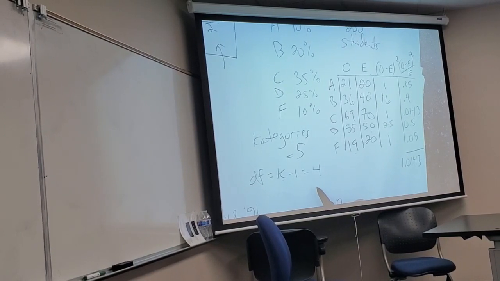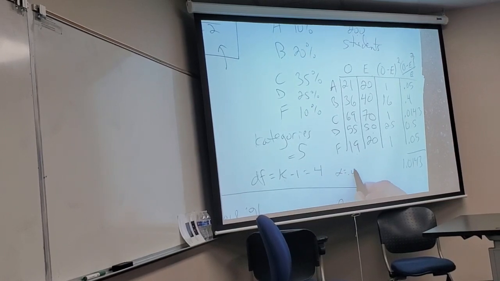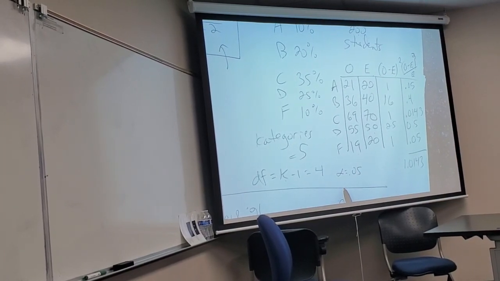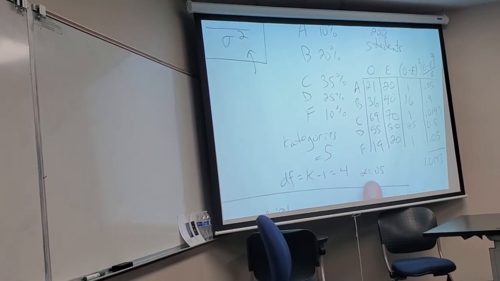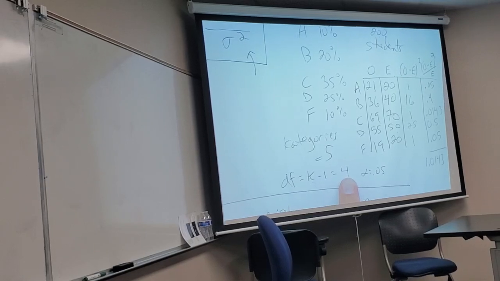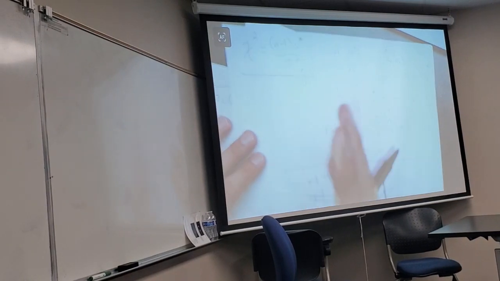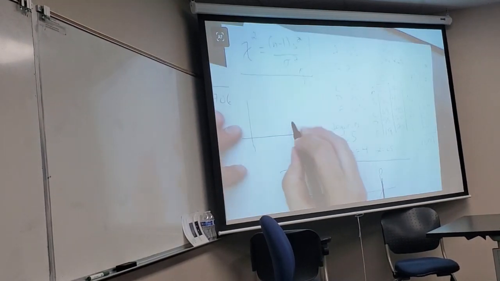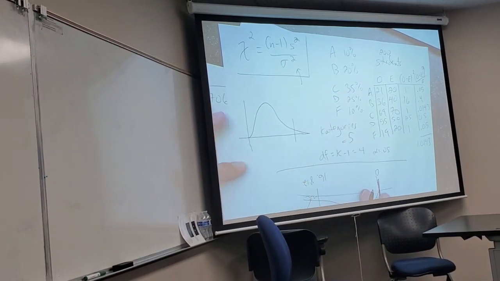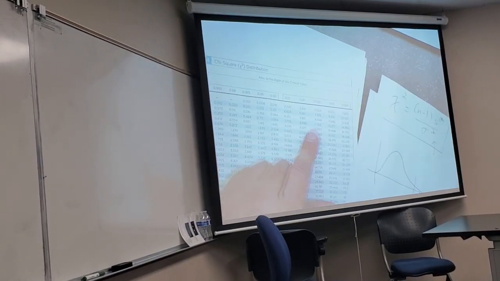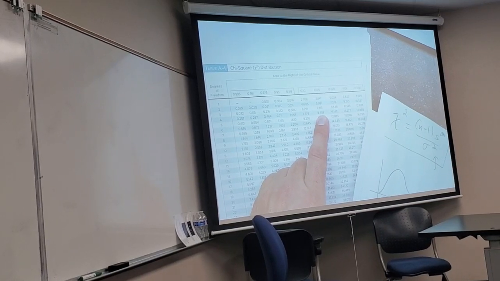I didn't say what alpha was. What do you think we have to assume it is? 0.05. I love it. Can you take a minute and figure out what the chi-square score is? Alpha is 0.05. Degrees of freedom is 4. Let's look together. 0.05, degrees of freedom is 4. Yeah, 9.488.